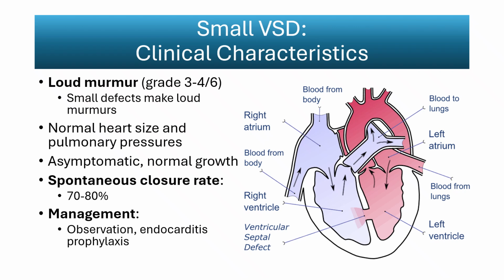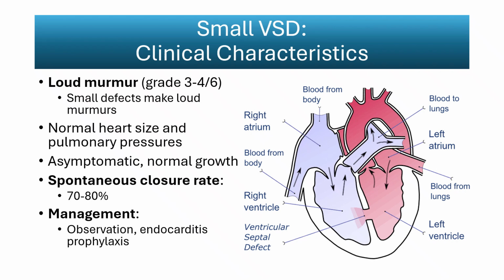Small ventricular septal defects often reveal themselves by sound rather than by symptoms. Turbulent high-velocity flow through a narrow defect produces a loud, harsh murmur, typically grade 3 to 4 out of 6, best heard along the left lower sternal border. The paradox here is important to remember. Smaller defects create louder murmurs, while large defects may produce softer or less distinct sounds because the pressure gradient is lower. Despite the striking auscultatory finding, hemodynamics remain normal. Chamber sizes are preserved, pulmonary pressures are not elevated, and the infant demonstrates normal growth and development.